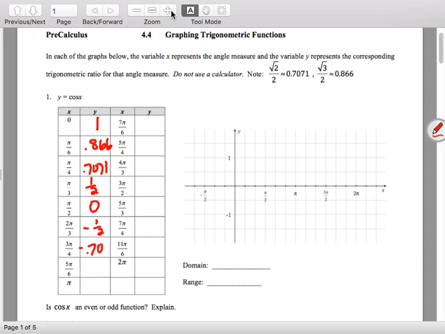This is negative 0.7071, negative 0.866, negative 1. And hopefully you could see this pattern as you went around. 7 pi over 6, that's 30 degrees in, so that's negative 0.866. I'm now in the third quadrant. This is negative 1/2. This is 0. This is a 60-degree reference angle, so it's positive 1/2, 0.7071, 0.866, and back again around at 1.